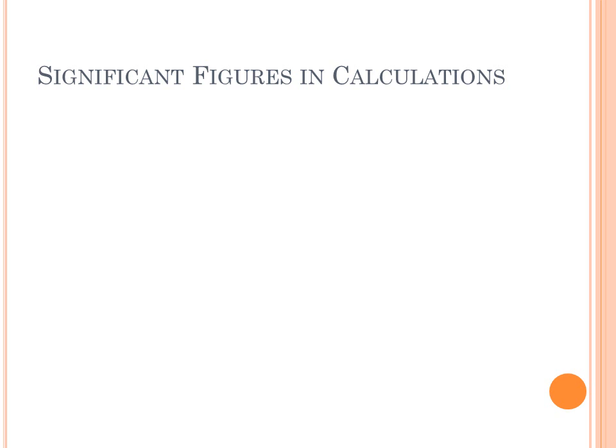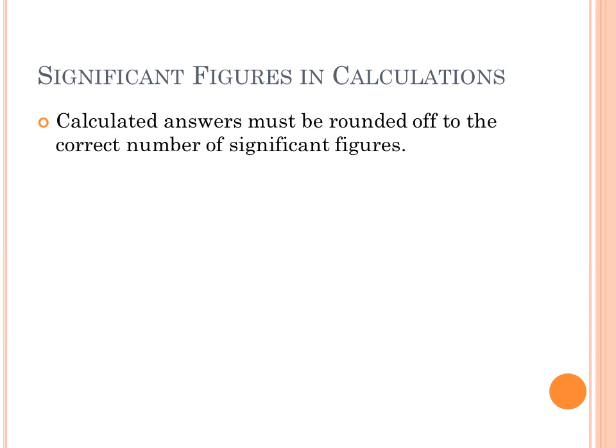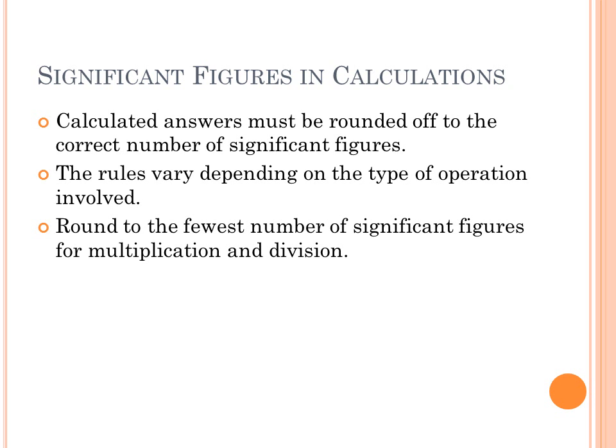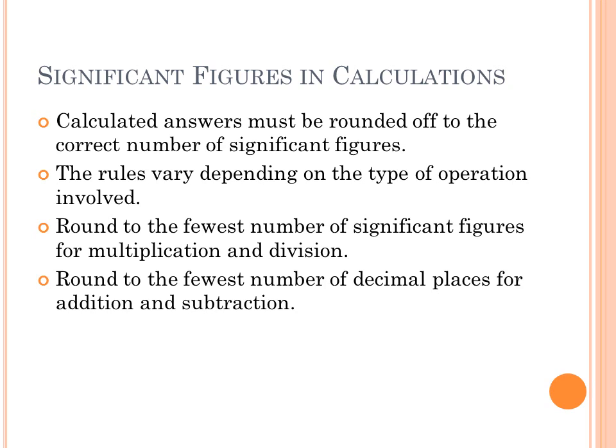Now, how do we use these significant figures in calculations? A calculated number must be rounded off to the correct number of significant figures. The rules vary, however, depending on the type of operation involved. You're going to round to the fewest number of total significant figures for multiplication and division. You're going to round to the fewest number of decimal places for addition and subtraction.